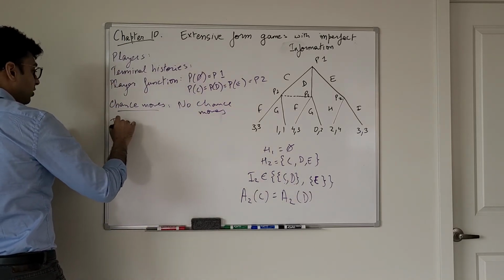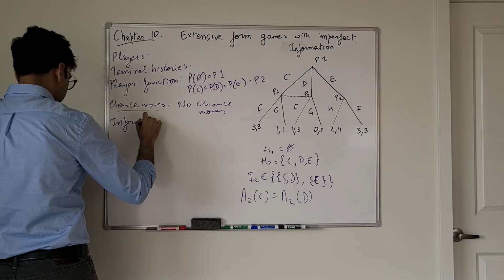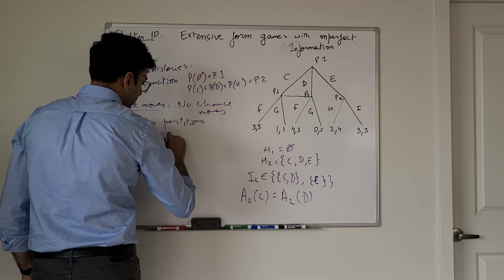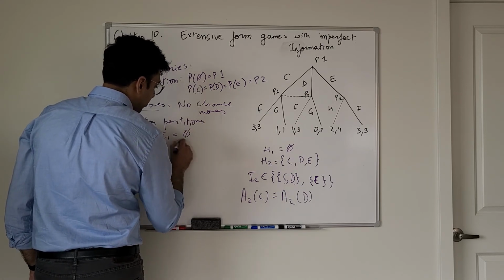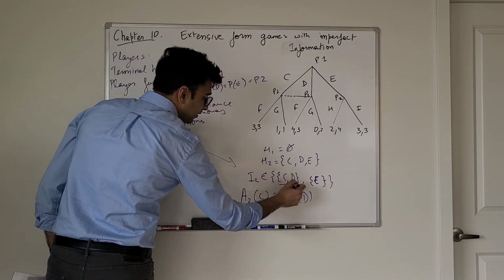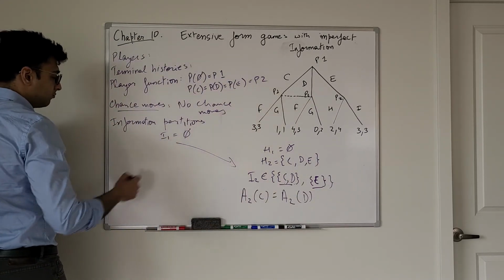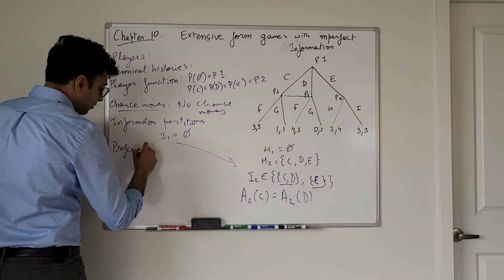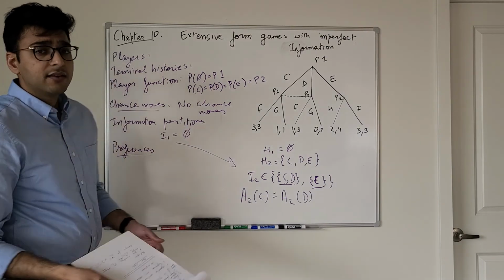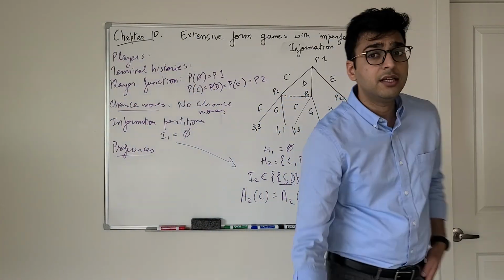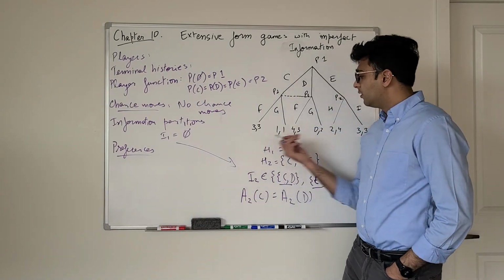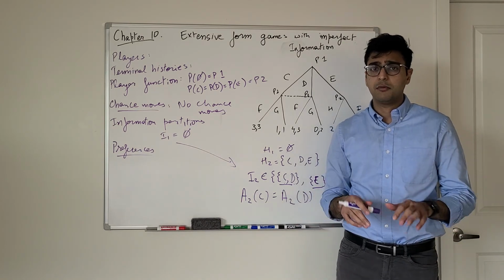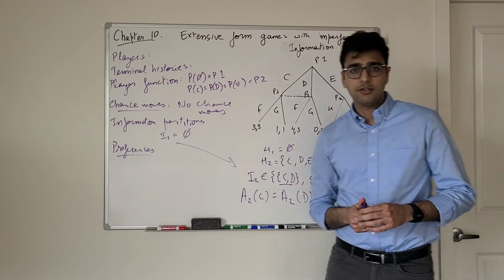Then we need information partitions. I1 is just the empty history, and I2 can be either {C, D} or {E}. And so we just write it out like that. And finally, preferences. Like in an extensive form game with chance moves, those preferences will need to be defined over lotteries over these terminal histories. So you have normal, standard von Neumann-Morgenstern preferences here. All right, see you in the next video.